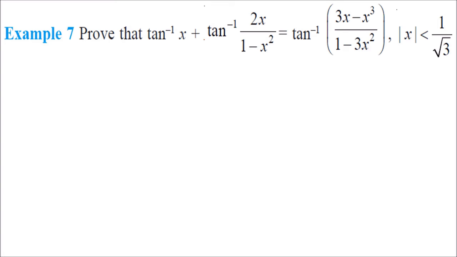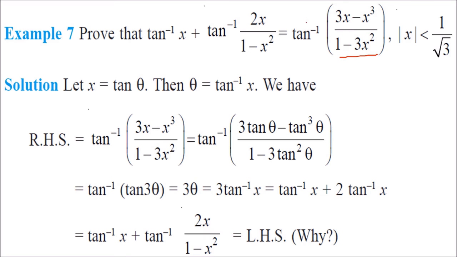Prove that tan inverse of (x plus 2x by 1 minus x square) is equal to tan inverse of (3x minus x cube by 1 minus 3x square). In this, we'll take the right hand side. For the right hand side, we'll replace this x with tan theta, because we know that this is the formula of tan 3 theta. So x we'll take as tan theta.